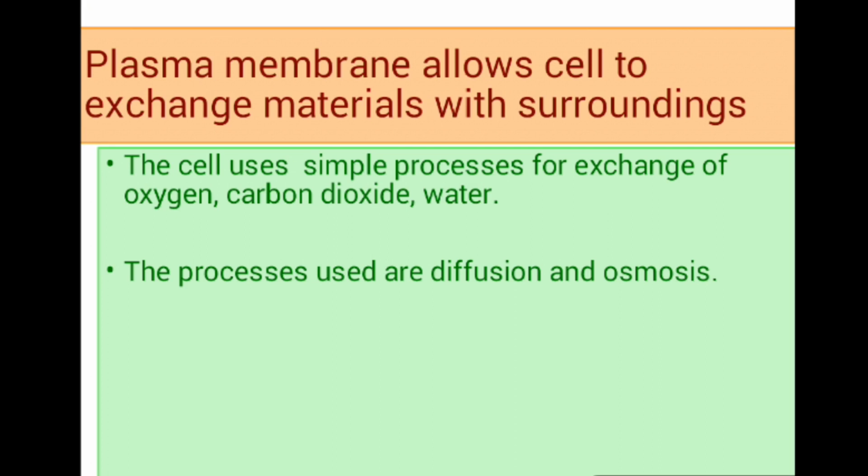Now, plasma membrane is what is allowing a cell to exchange its materials with the surroundings. But for exchanging materials with the surrounding, the cell also uses two famous processes. They are called diffusion and osmosis.